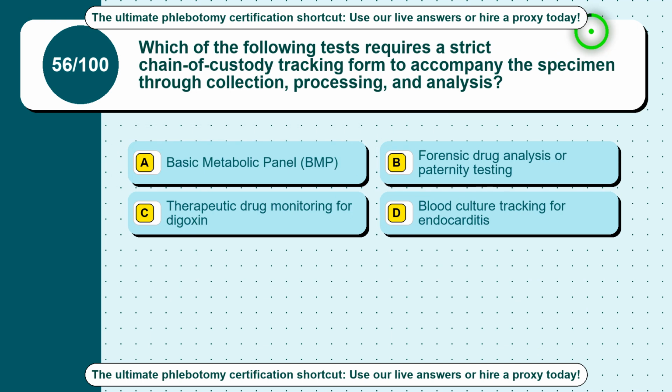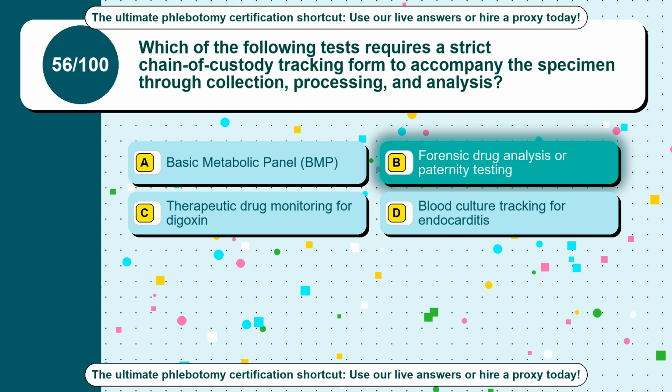Question 56. Which of the following tests requires a strict chain of custody tracking form to accompany the specimen through collection, processing, and analysis? Option A. Basic metabolic panel, BMP. Option B. Forensic drug analysis or paternity testing. Option C. Therapeutic drug monitoring for digoxin. Option D. Blood culture tracking for endocarditis. The correct answer is option B.